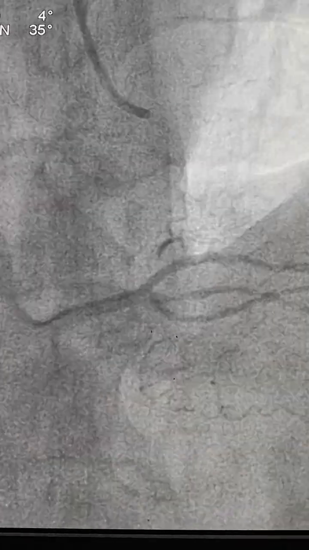If you see the size of the distal RCA, it is almost around 3. So we deployed a 3 by 28 stent at around 14 atmospheres of pressure. Nominal was 8, RBP was 16. And now the flow was established, though sort of slow flow was there. So this was the final scene, and you can see how large the PDA, PLV and the super-dominant RCA are.